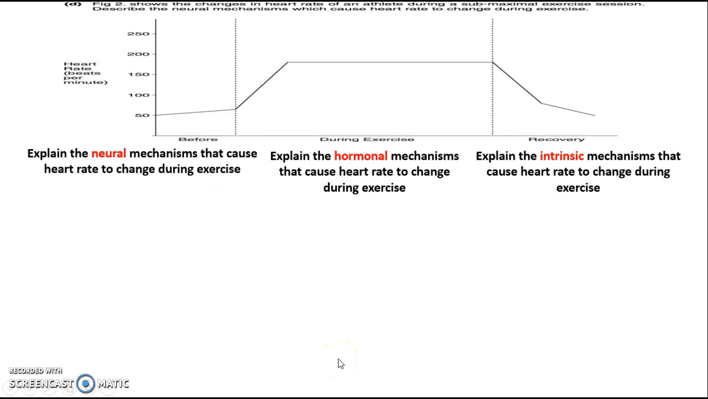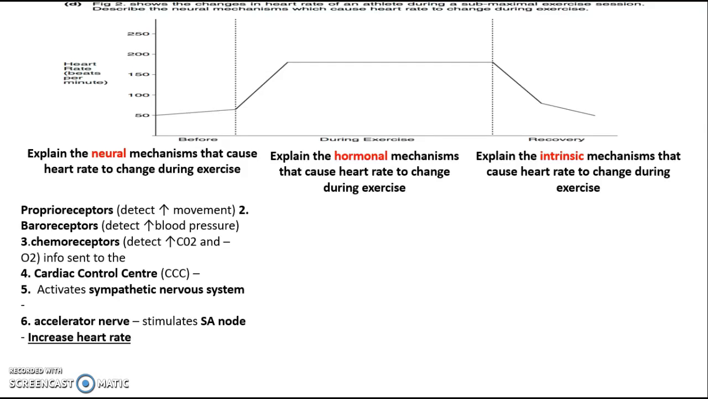So let's have a look then. First one, neural mechanisms, hopefully we're all okay with that. When we see neural, remember we think of receptors. This is to do with heart rate. So we know it goes into the cardiac control center. You must say what the receptors are, what they detect. Three receptors. If you want to add thermoreceptors in, you can detect an increase in temperature. That's absolutely fine if you just want to make sure you've got extra terminology. This information is sent to the cardiac control center, activates the sympathetic nervous system, stimulates the accelerator nerve, which stimulates the SA node to increase heart rate.